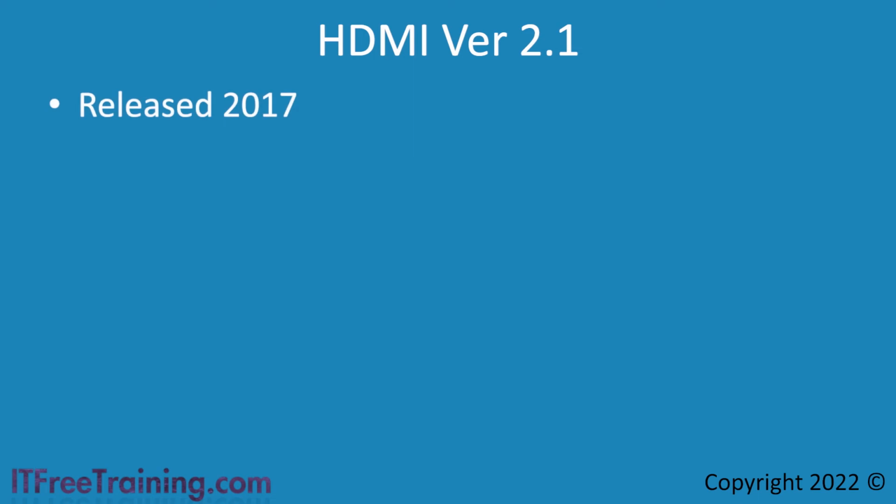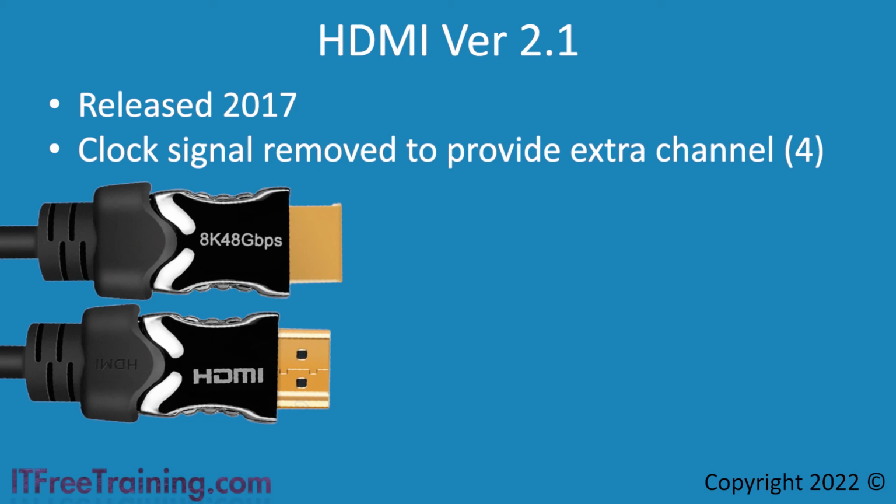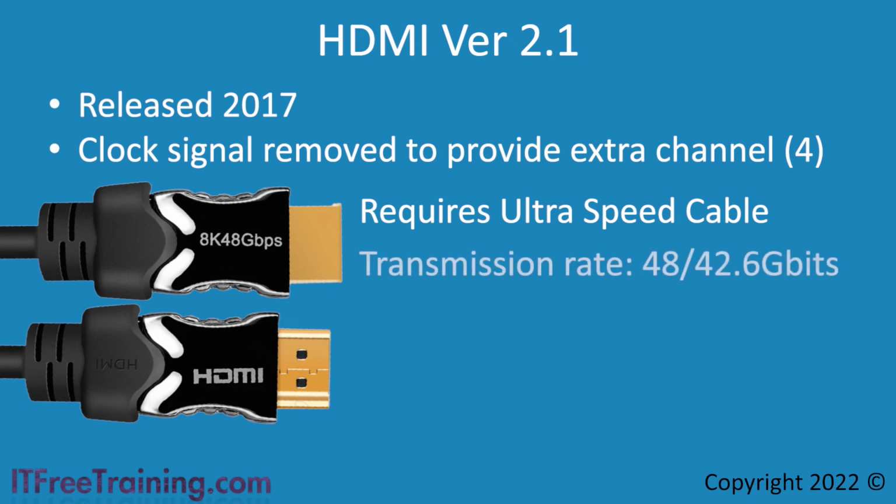The big change with version 2.1 is that the clock signal was removed to provide an extra channel of data. In order to take advantage of this, it does require a special ultra-speed cable. The specification is backward compatible with the older cables. However, if you use the older cables, you will get a slower speed. HDMI 2.1 is able to achieve an effective transmission rate of 42.6 gigabits per second.